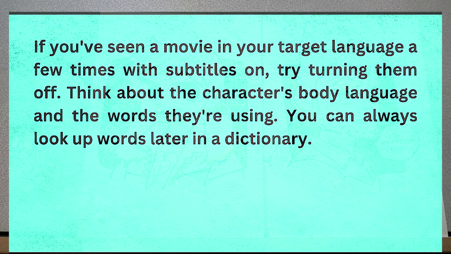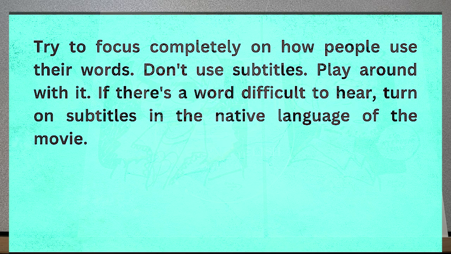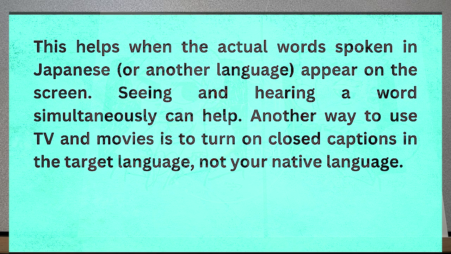You can always look up words later in a dictionary. Try to focus completely on how people use their words. Don't use subtitles. Play around with it. If there's a word difficult to hear, turn on subtitles in the native language of the movie. This helps when the actual words spoken in Japanese, or another language, appear on the screen. Seeing and hearing a word simultaneously can help.